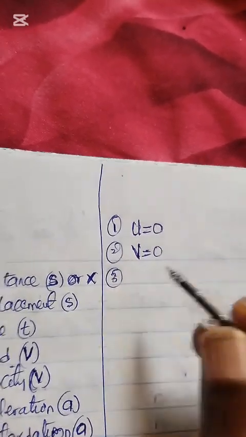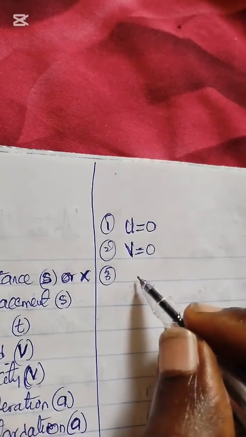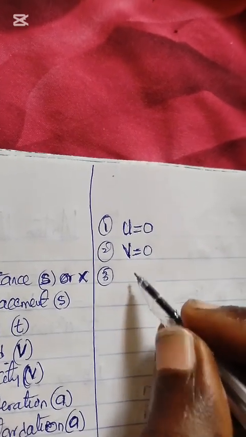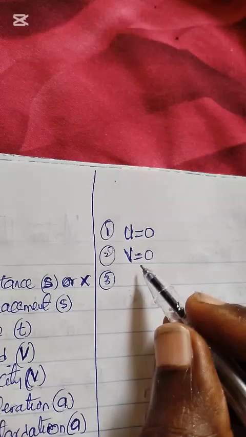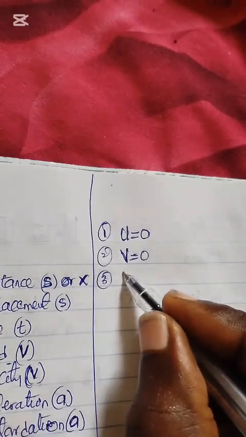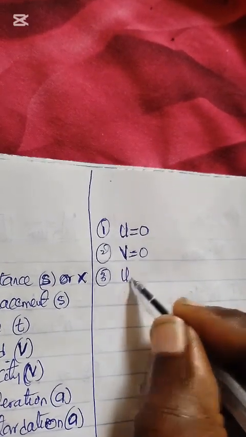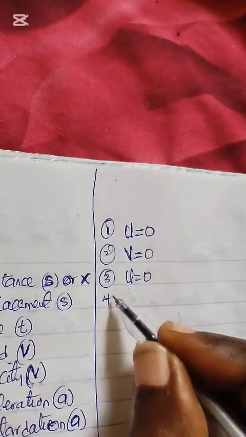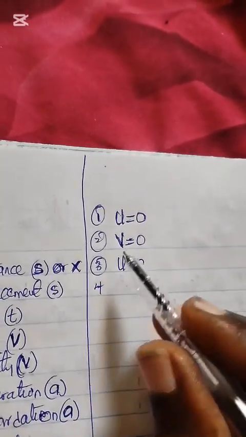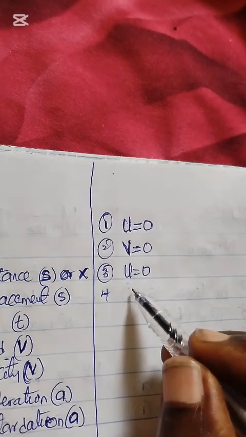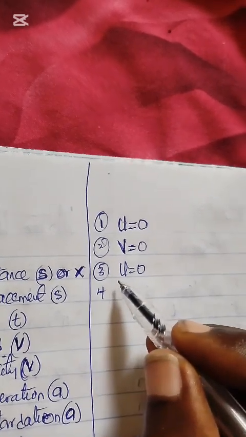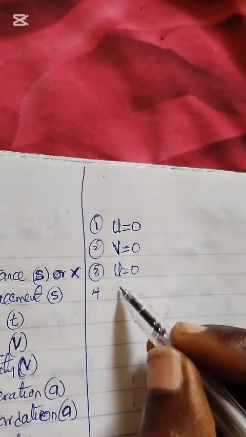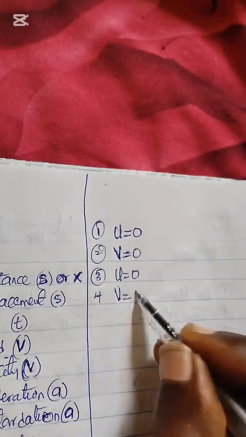Then 3, whenever an object drops from a height, if you have a palm tree and the palm fruit drops from the palm tree, the initial velocity of that palm fruit, which is u, must also be 0. And 4, whenever an object is thrown vertically upward, the final velocity, or the velocity at the highest point, is also equal to 0, which means final velocity is equal to 0.